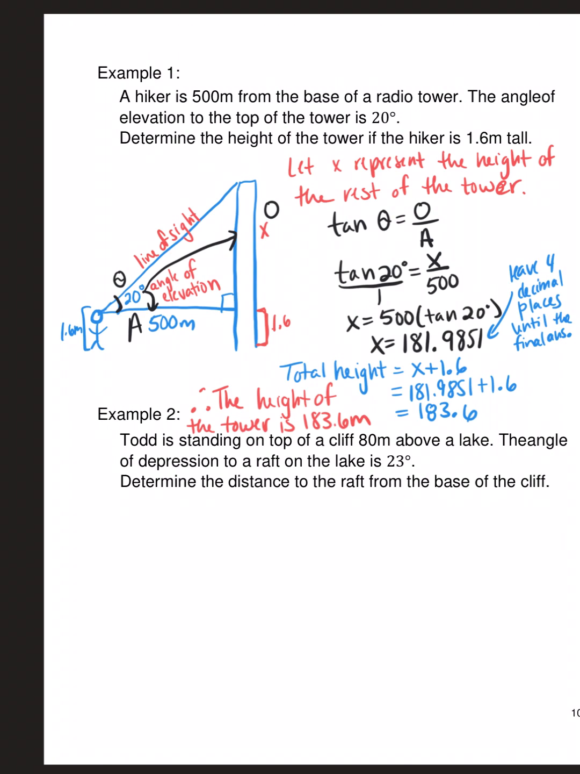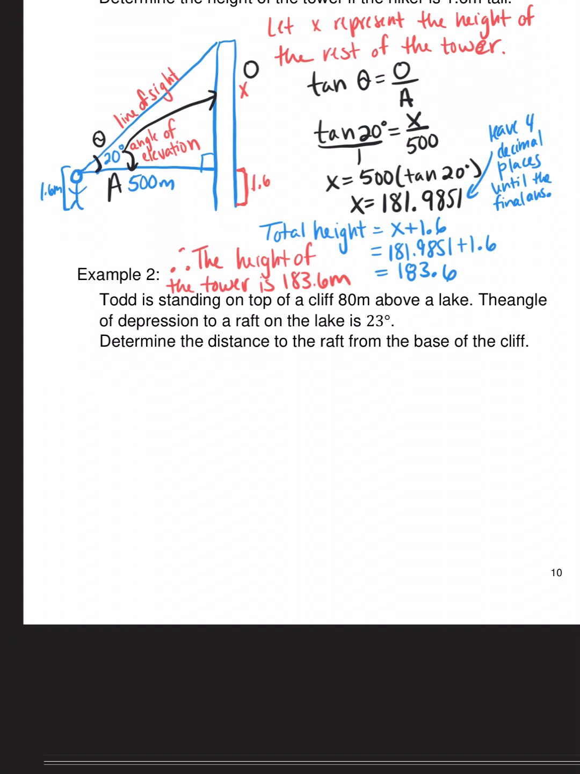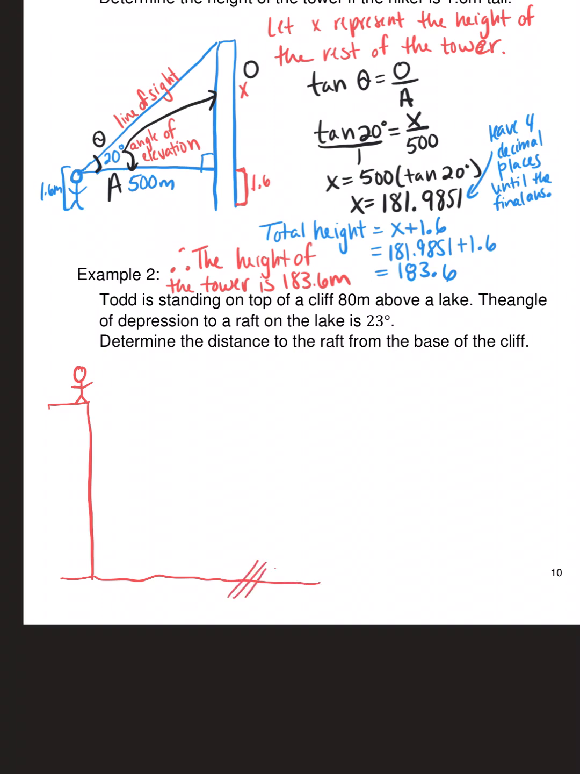Let's take a look at an angle of depression question. So Todd is standing on top of a cliff, 80 meters above a lake. The angle of depression to a raft on the lake is 23 degrees. Determine the distance to the raft from the base of the cliff. So again, now we have somebody standing on a cliff. Todd is standing on a cliff. Okay, and we have water again. This time we have some raft, not a sailboat maybe. Some raft on the bottom of water. And down to him, first of all, the cliff is 80 meters tall, it says. The angle of depression to a raft on the lake is 23 degrees.